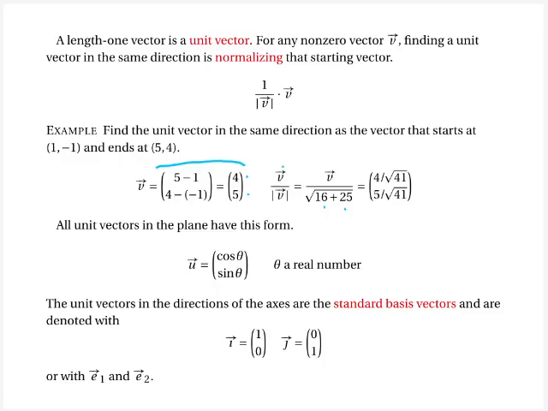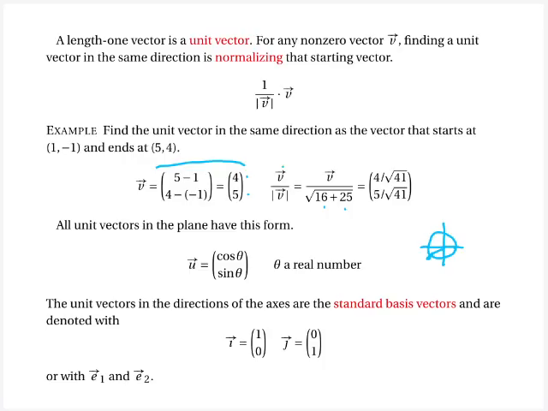Okay, if you have a unit vector in the plane, then its endpoint must fall on the unit circle. So somewhere on the unit circle is that unit vector, there's the endpoint. So all unit vectors in the plane have the form cosine theta and sine theta, where theta is a real number of radians.